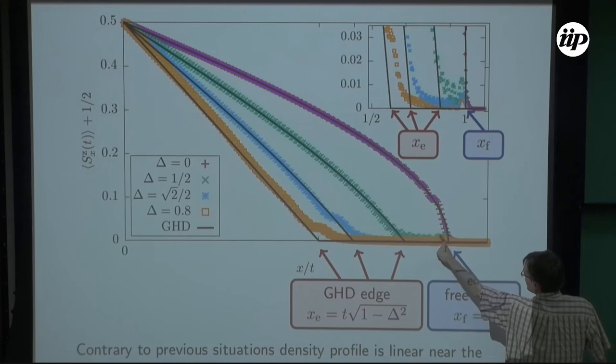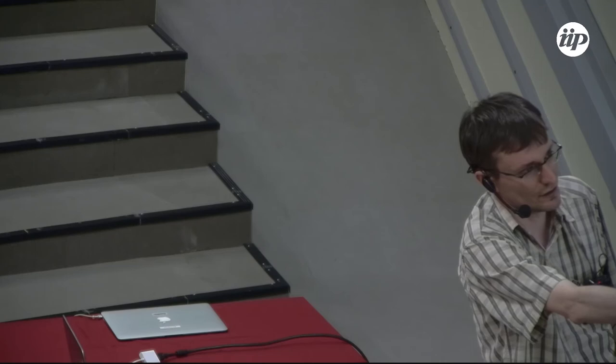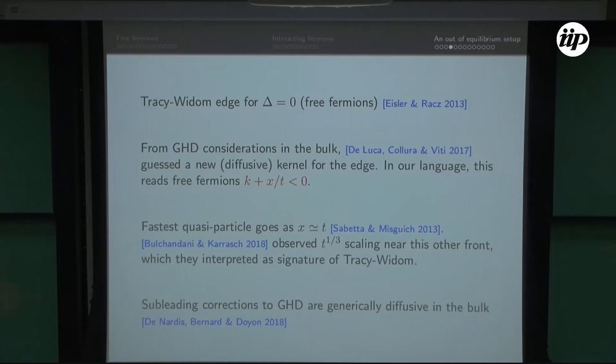Until this point 1, which is the maximum speed of propagation, because you know in such a system you can view that as some kind of Lieb-Robinson bound, so you cannot propagate faster than the speed of free particles. And so in principle this gets tricky. You want to say that you get this kind of behavior near this edge from GHD, but you can also look at what happens near x equals t. This I call the free edge. Then it's not even clear where the edge is and what would be the right distribution to consider.